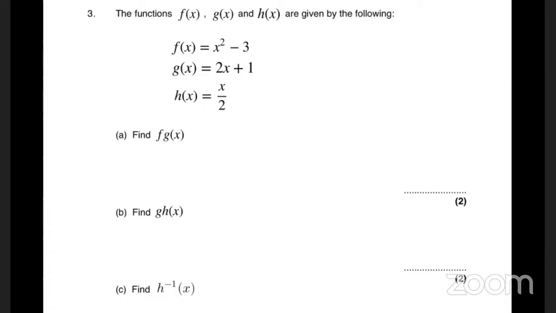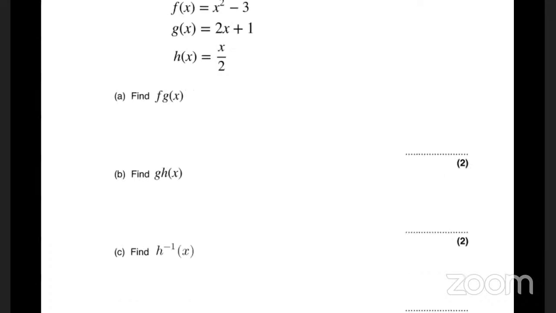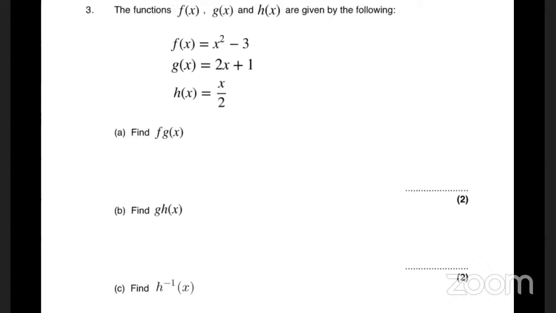Okay, so let's get into this one. All right, so for this one, they say the functions f of x, g of x, and h of x are given by the following. F of x equals x squared minus 3. Does that start to make you shiver a bit? And then g of x equals 2x plus 1. Oh, that's fine. I've worked some like that before. And then I see h of x equals x over 2. Oh, Lord, fraction. How am I going to do this now? Don't worry. You'll do it just fine. All right, let's get to it.